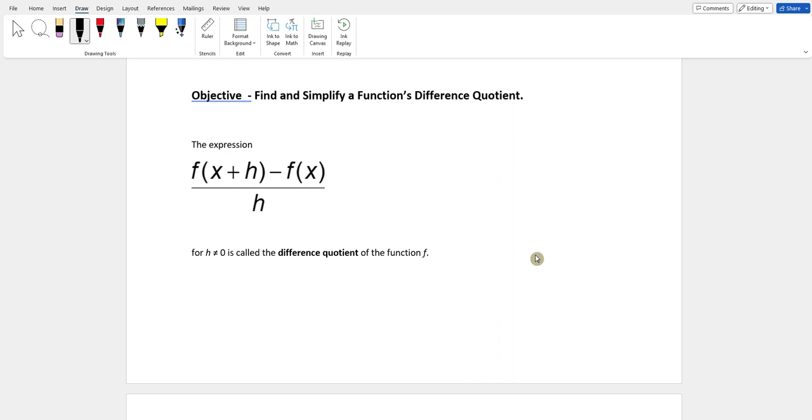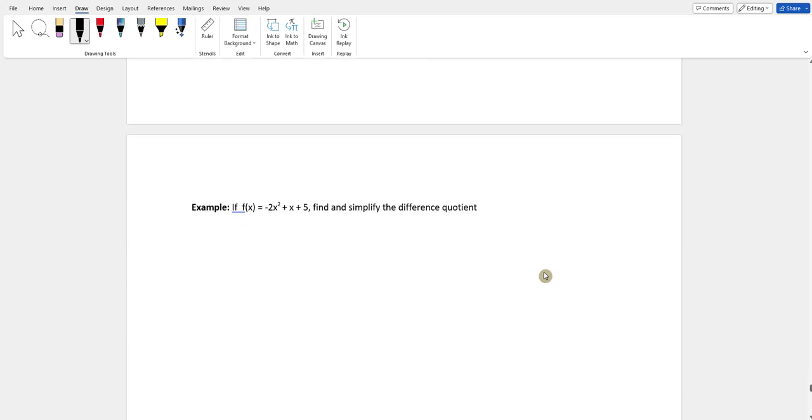So we have f of x is equal to negative 2x squared plus x plus 5. We want to find and simplify the difference quotient. So I'm going to do this in pieces. The first thing I'm going to calculate is f of x plus h. Whenever I see an x, I am going to plug in x plus h. So this will be negative 2 times (x plus h) squared plus x plus h plus 5.